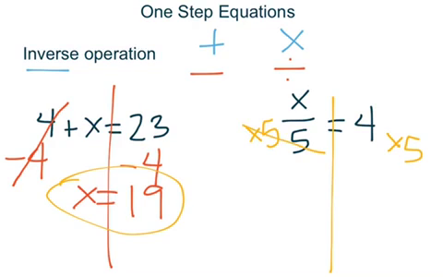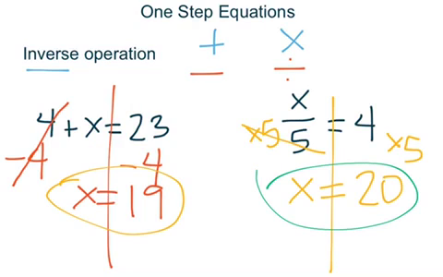5 times 1 over 5 is 1, so that cancels out. So now I have 1x left over here. And I have 4 times 5. 4 times 5 is 20. And again, that's my final answer. Don't have to do anything else.